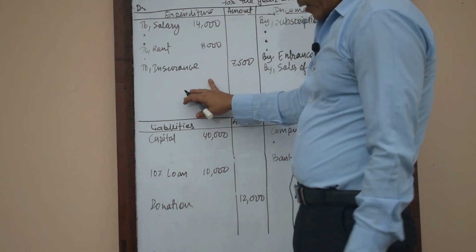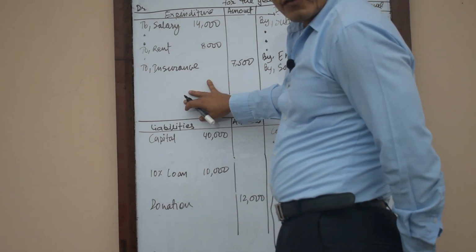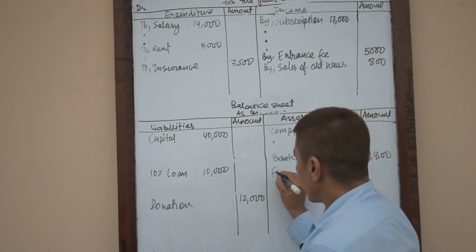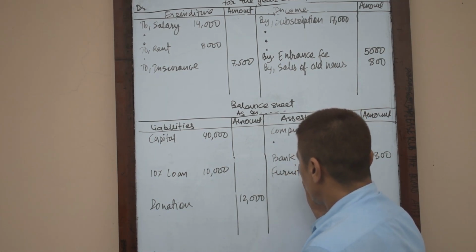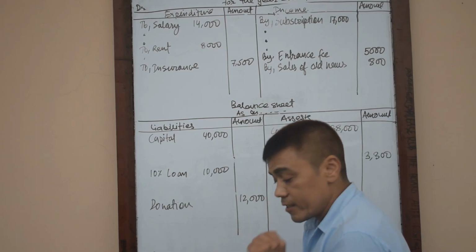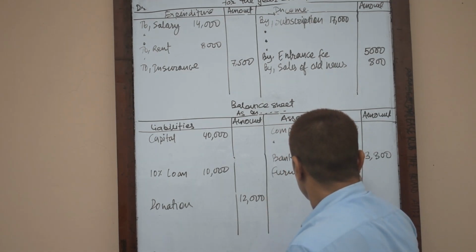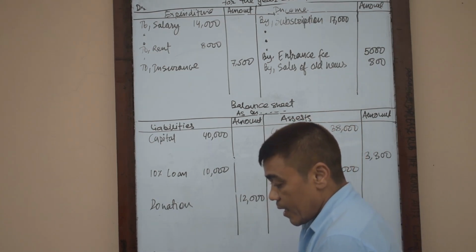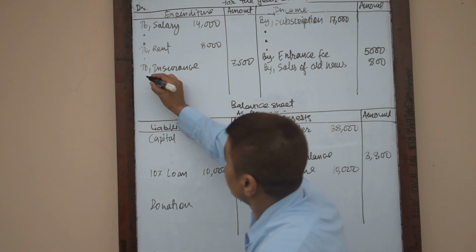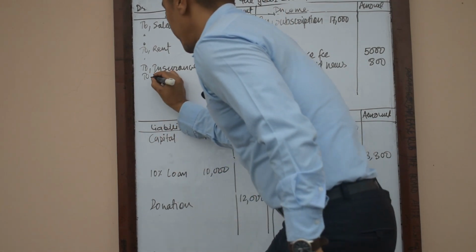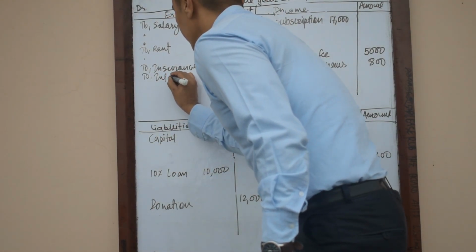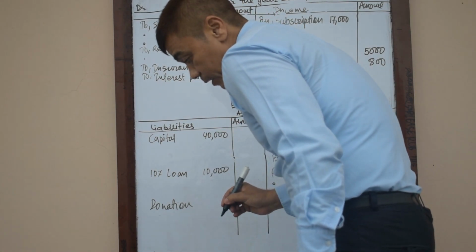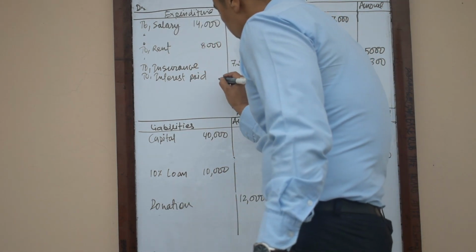After that, furniture. They show that they have purchased the furniture, so furniture is not expenditure, it must be on the asset side. So let's write the furniture here. Since it has additional information also, this will be recorded on the inside inner column. Interest paid, okay, that is also expenditure, interest paid. Since it has additional information, we are writing this inside inner column, 500.